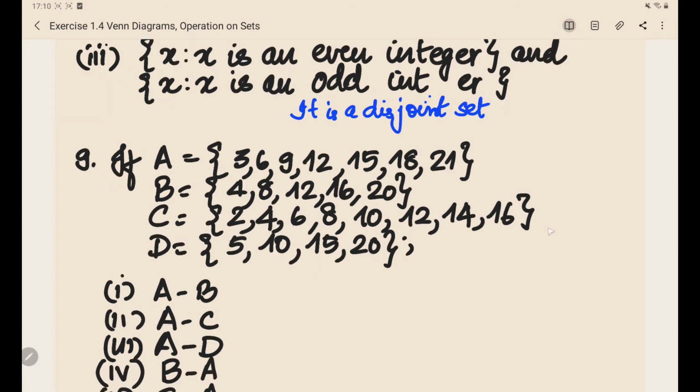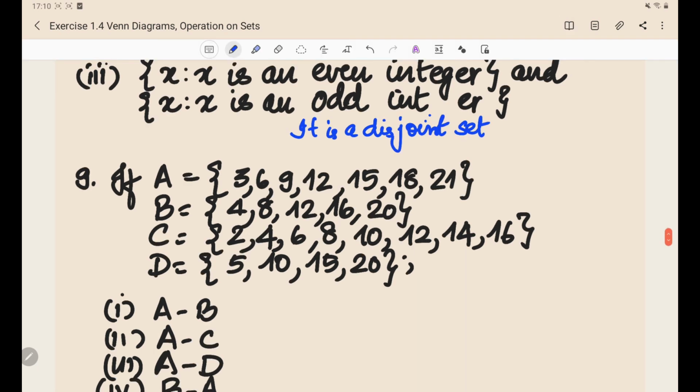What is A minus B? Set of all elements of A which are elements of A but do not belong to the set B. So you have to find if there are any elements which are common for them, and those should be avoided. Okay, so now let's directly write the answers for these problems. These are a little bit lengthy, but it's very easy to find.